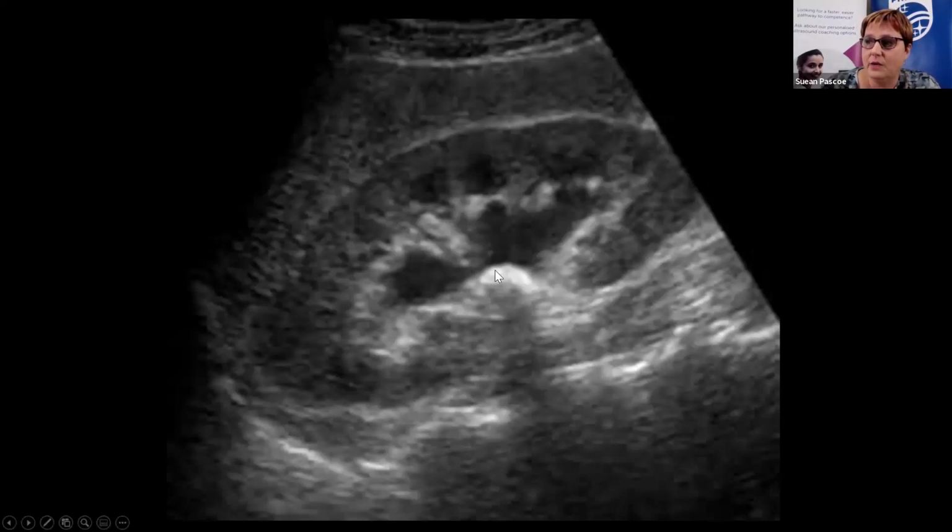In this instance here, we have a stone that's causing a shadow here, and we also have a little bit of hydronephrosis, just some mild hydronephrosis.